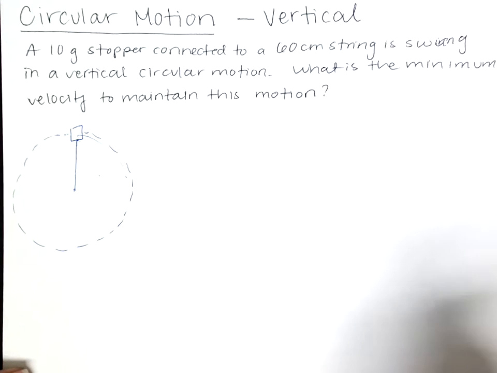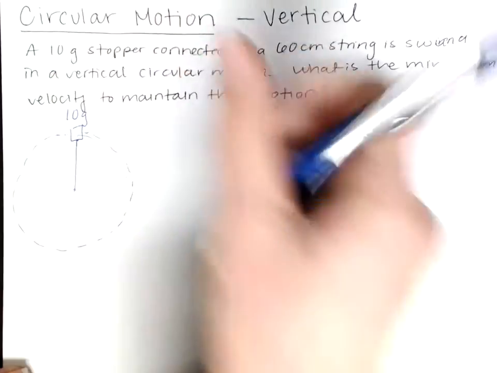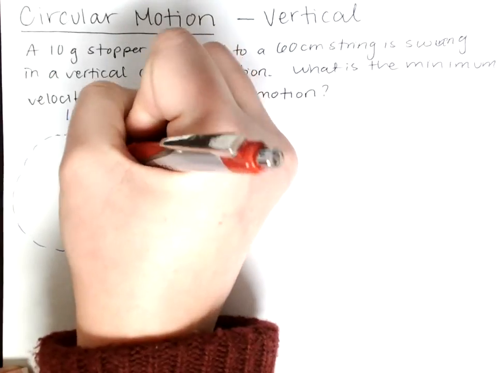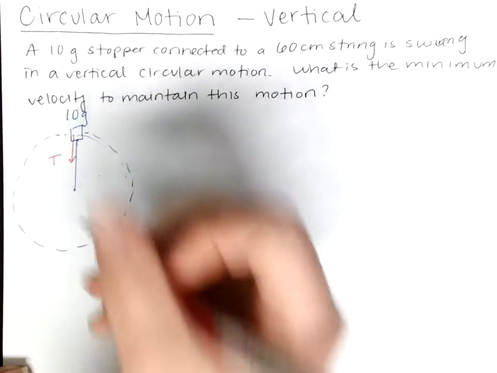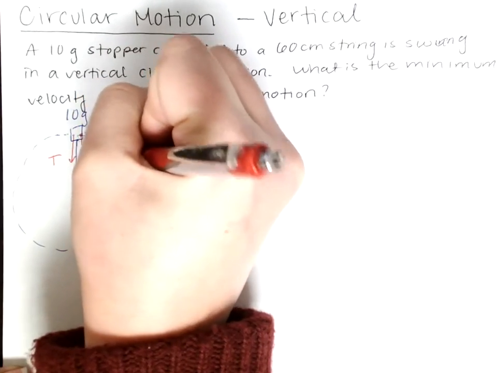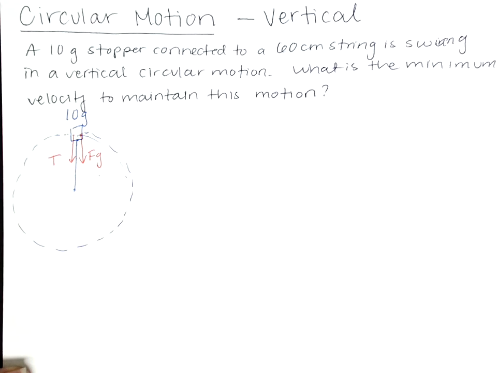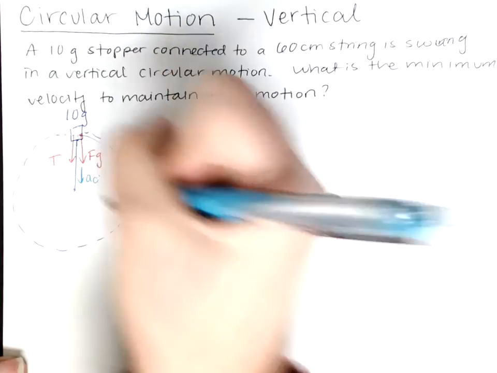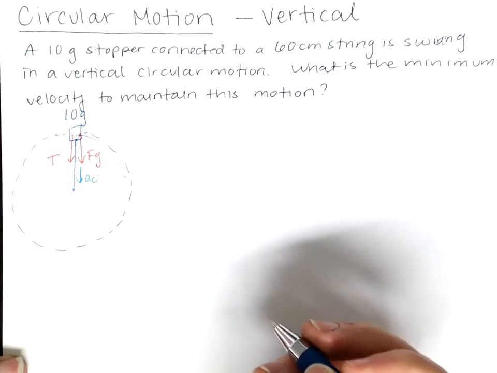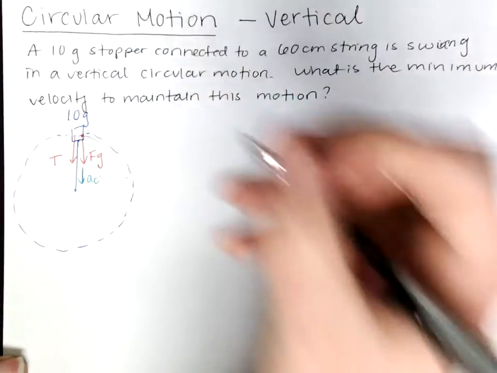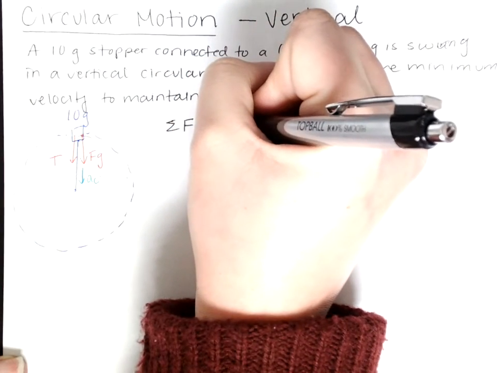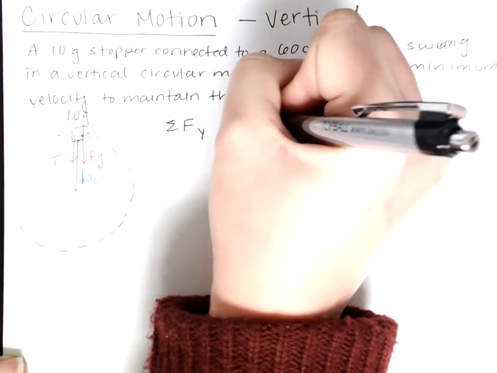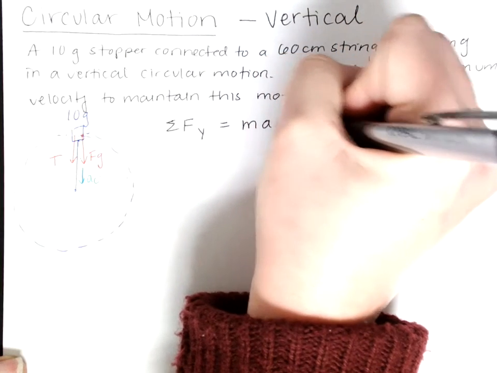So first thing we need to start off with is identifying what forces are acting on this 10-gram stopper. Well, we know tension is being pulled downward at this point, and force of gravity is always down. And it's important to identify what direction the acceleration is in as well. So acceleration in this case is down. So when we set up our Newton's second law equation, the sum of the forces, specifically in the y direction, because that's all we need to deal with, are equal to MAC.